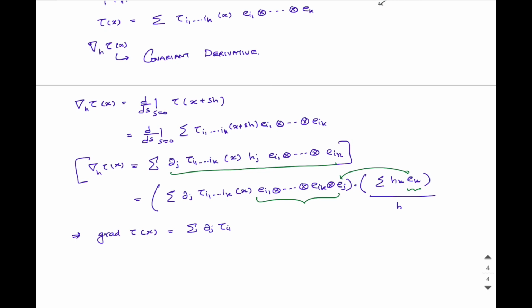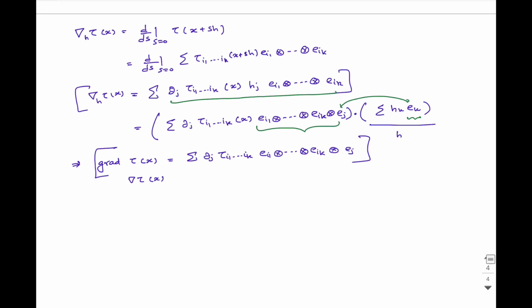So it's going to be partial j of tau i1 all the way up to ik, e_i1 tensor product e_ik tensor product ej. Okay, and again notice that people sometimes use this symbol, nabla tau of x.